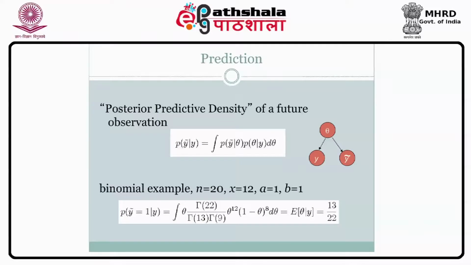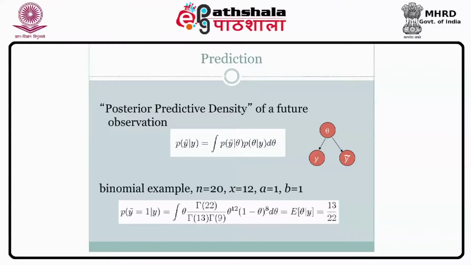And one can go for the posterior predictive density of future observations, like a new observation given the data. Unlike the Fisherian or the classical procedure, here we use the posterior density of theta. So you multiply the new observation likelihood with the posterior distribution of theta given the data set, then integrate over theta to ultimately give you the predictive density of the new observation given the data.